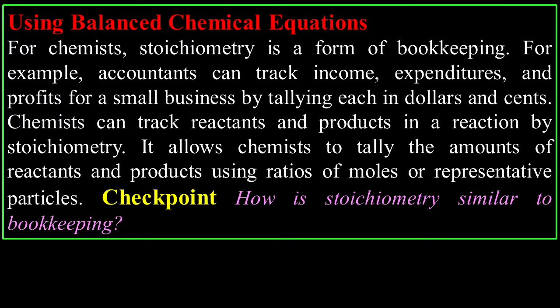The chapter: stoichiometry. For chemists, stoichiometry is a form of bookkeeping. For example, accountants can track income, expenditures, and profits for a small business by tallying each in dollars and cents. Chemists can track reactants and products in a reaction by stoichiometry. It allows chemists to tally the amounts of reactants and products by using ratios of moles or representative particles.